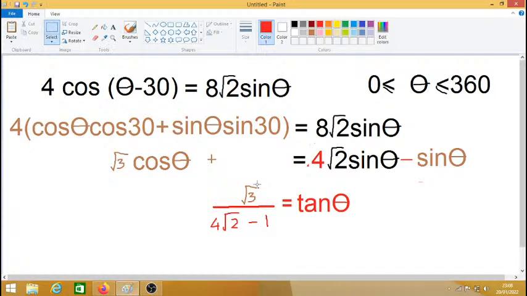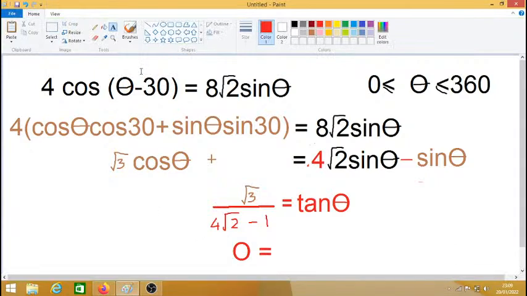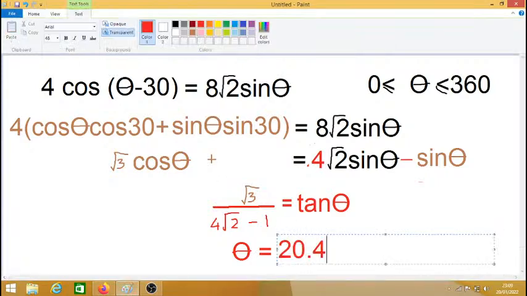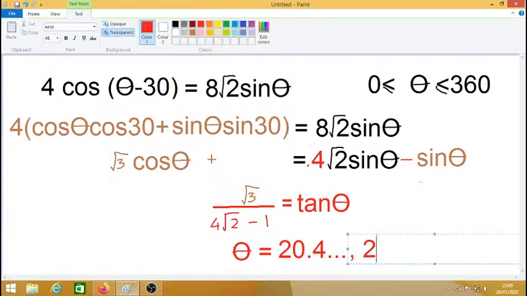Okay, so if you want to just inverse tan that, you should get theta is equal to... So you type that whole fraction in, press inverse tan, and you'll get 20.4. And that's your first answer. We want all the answers going up to 360. So to get the next answer on tan, you just add 180, and that'll take you to 200.4.